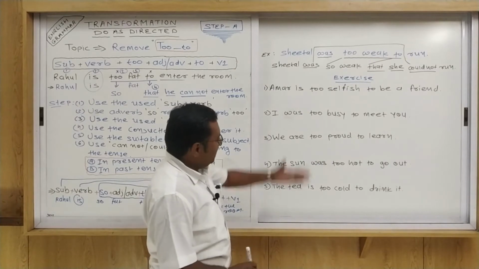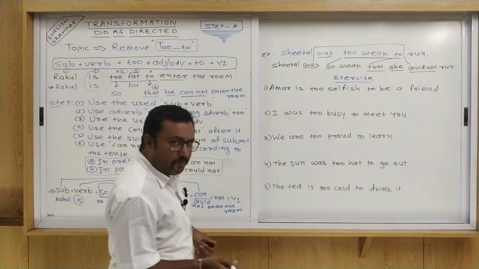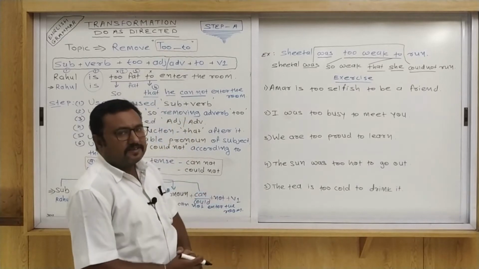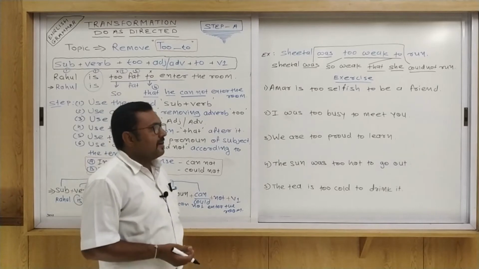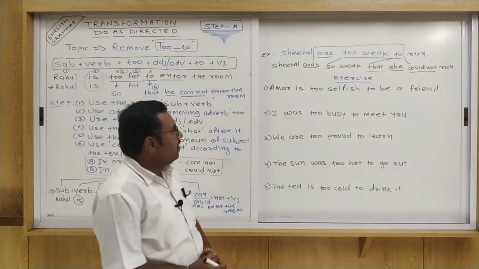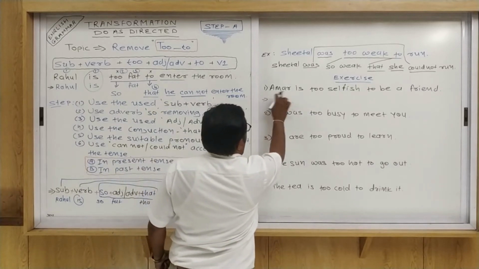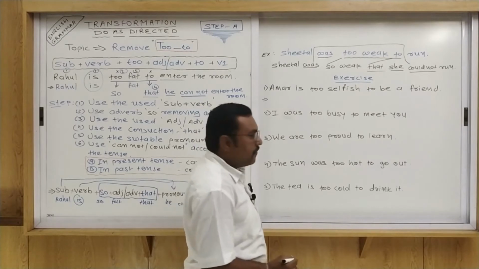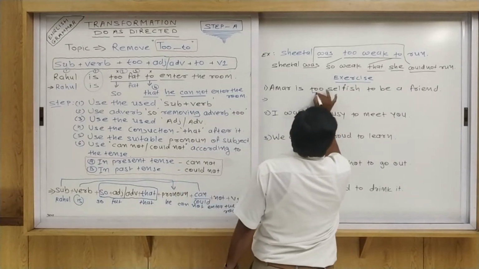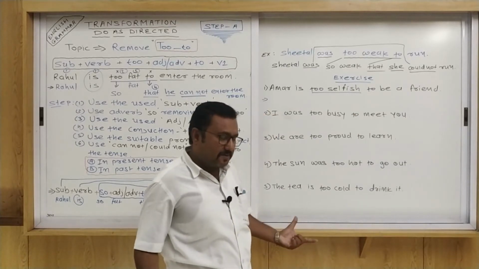Okay, now let's see the exercise. I hope you understand this topic very well. If you have a doubt, then you can ask me. Now the first sentence: Amar is too selfish to be a friend. Too selfish means Amar is very selfish.